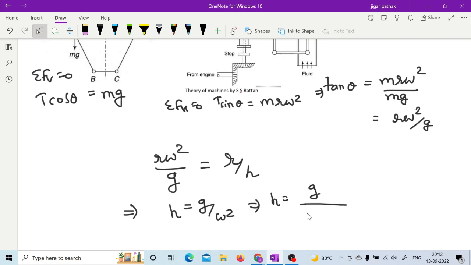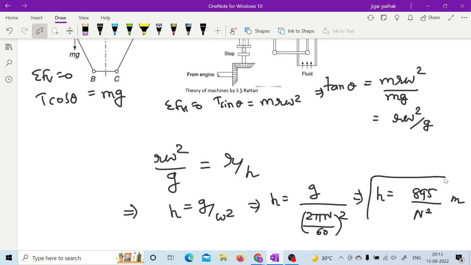this omega as 2 pi N by 60, then you can write h is equal to g upon (2 pi N by 60) square. If you take g equal to 9.81, right, and this 2 pi by 60 can also be considered as constant. So if you put the values of all this, then you can simplify it as h is equal to 895 upon N square meter, right?